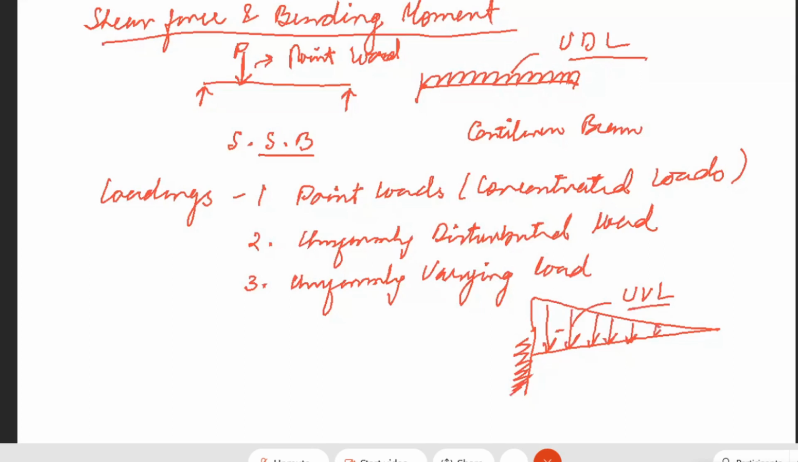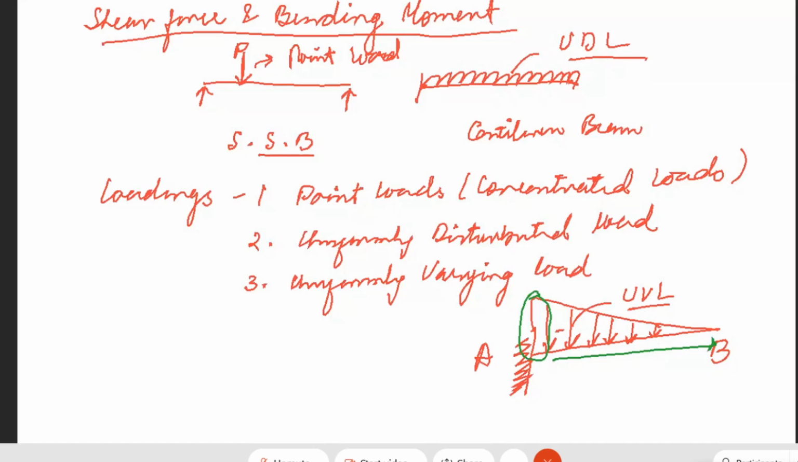As you can see, let's say it is A and the free side is B. You can see the load has highest intensity at which point? It has highest intensity at point A, which actually decreases up to the end of the cantilever. So we will have to draw the shear force and the bending moment diagram depending upon the type of the load.